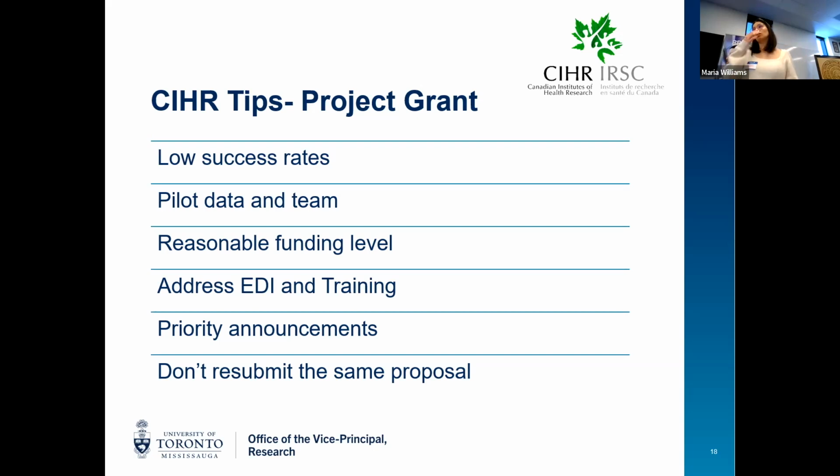The priority announcements, again, is a really important thing to know about. With a low level of funding from CIHR, they have something called priority announcements or more specific calls. And if your research falls within one of these priority announcements, make sure to address this on your project grant. It's not a separate application. It's within the project grant itself. It's like an additional half a page of relevance.